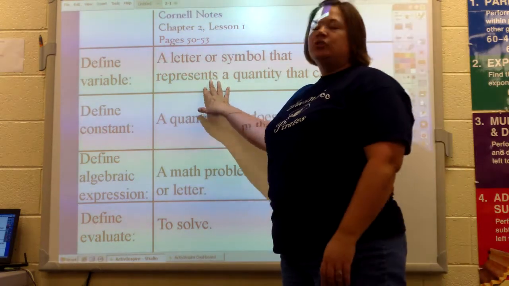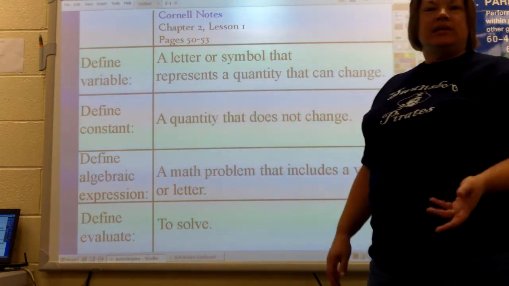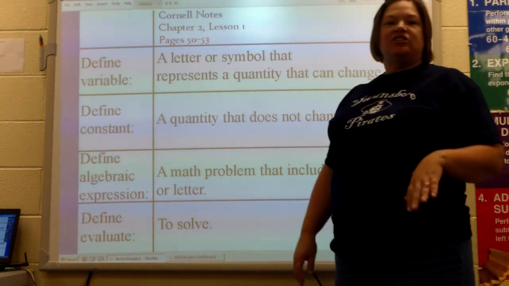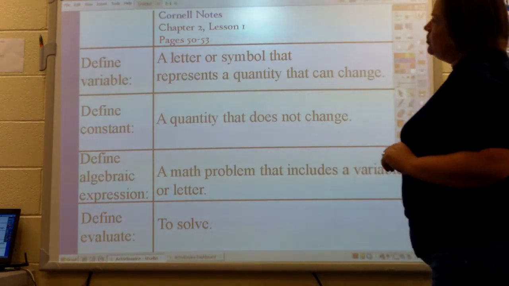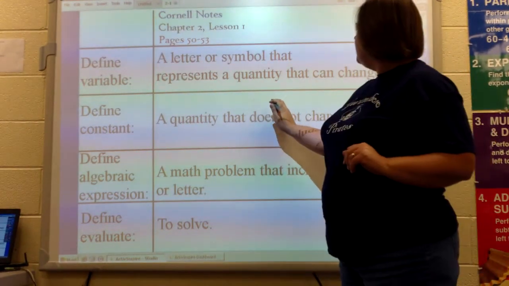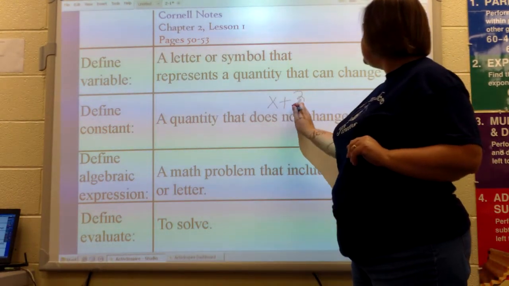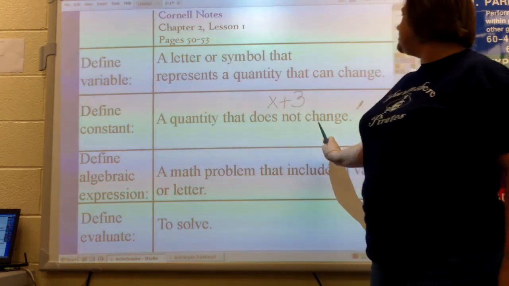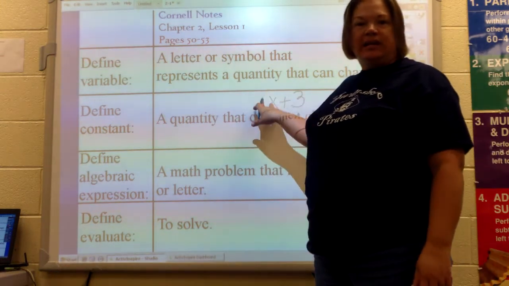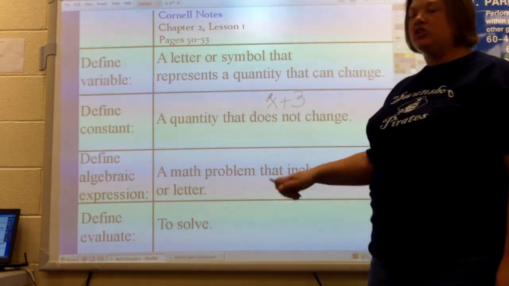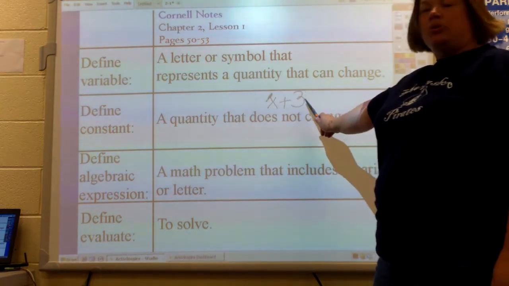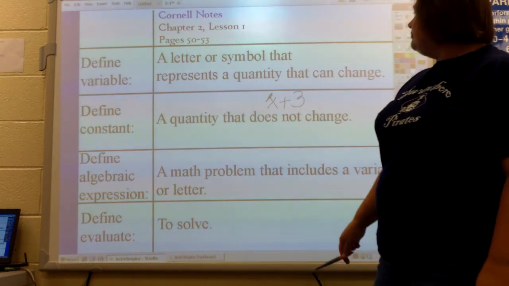We have variables, which are just basically the letter or that symbol that's in an algebraic expression. Constant is a quantity that does not change. So if you have in your algebraic expression x plus 3, the 3 is the quantity that's not going to change. That x is our variable, that we can plug any number into, and that number can change. So the variable is the letter that we are using as that symbol. The number that's in the problem is the constant, which doesn't change.